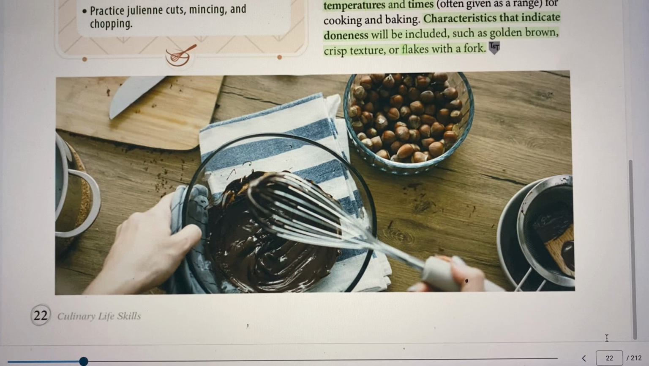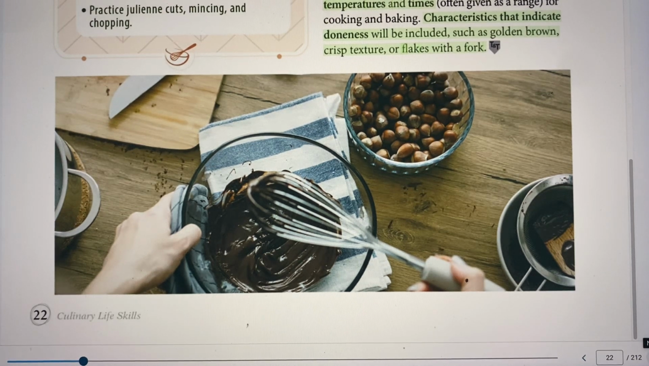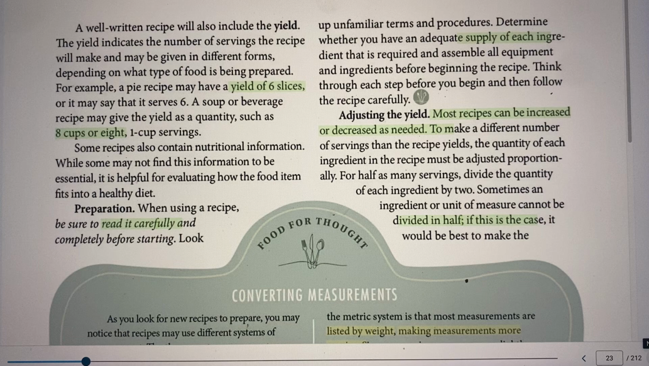Yield means, is it going to give you 6 slices? Is it going to serve 6 people? You're going to have enough for 6 people? Is it going to be 8 cups? Or is it going to be 8 1-cup servings? So be very clear on the yield and the sizes of the servings in the recipe. So it's good to have a well-written recipe so we know, when we get done, whether we have enough to serve our family or whoever we're serving.